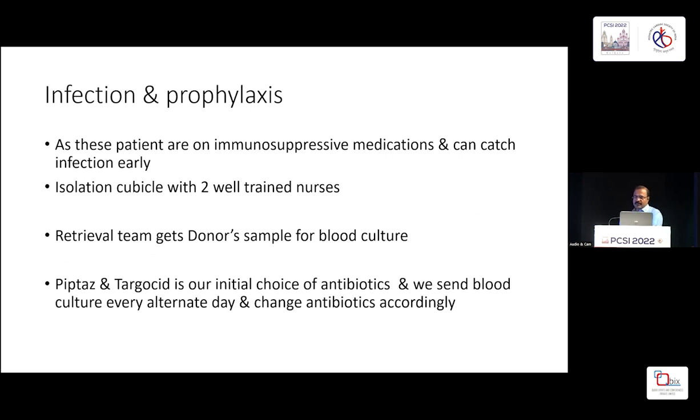Infection and prophylaxis, as these patients are on immunosuppressive medication and catch infection very early. So we nurse this patient in a separate isolation cubicle with 2 well-trained nurses. As per our protocol, we get a donor sample for blood culture. And our antibiotic policy is to use piptaz and targocid as our initial antibiotic choice. We send blood culture every alternate day and change antibiotic policy accordingly.